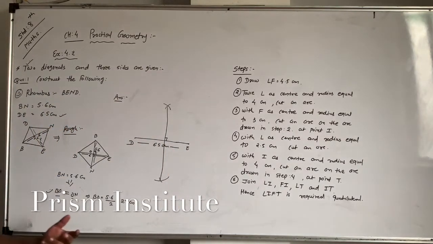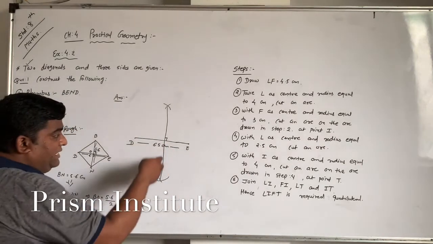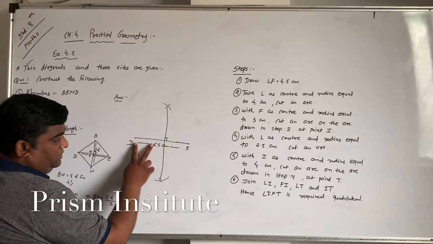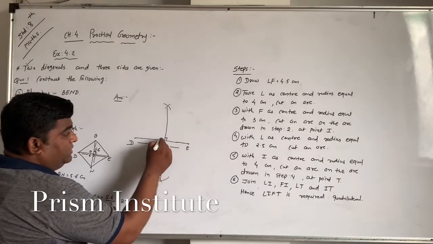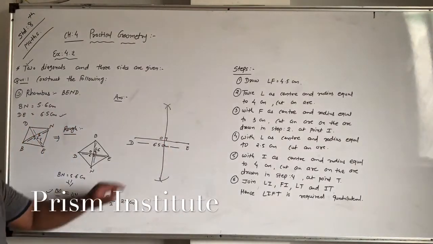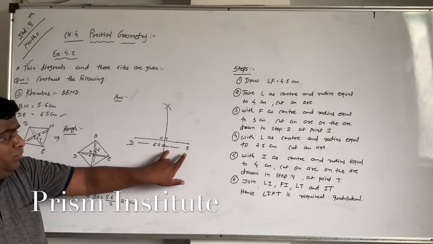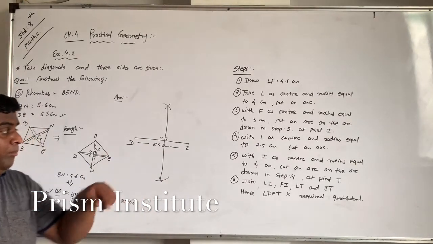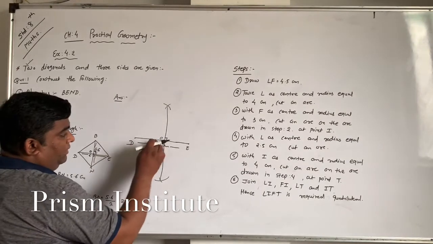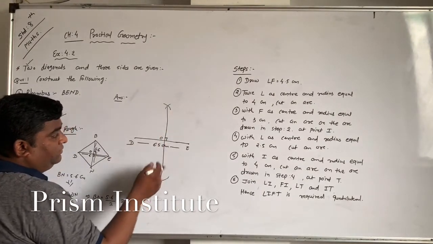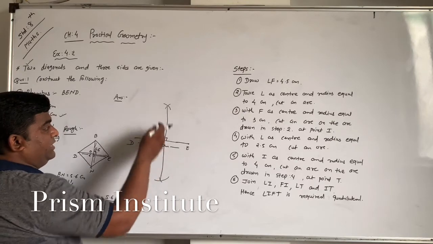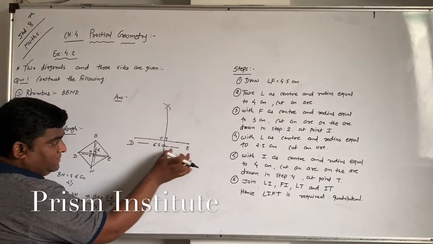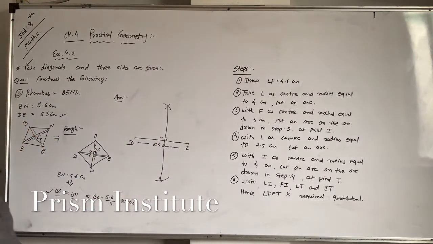Perpendicular bisector means this line segment divides DE into two equal parts, this one and this one. The intersecting point, suppose that is O. So here DO equals OE. That is the first condition, that means bisector. Now perpendicular means the angle between these two lines is 90 degrees. So it is known as the perpendicular bisector of DE.